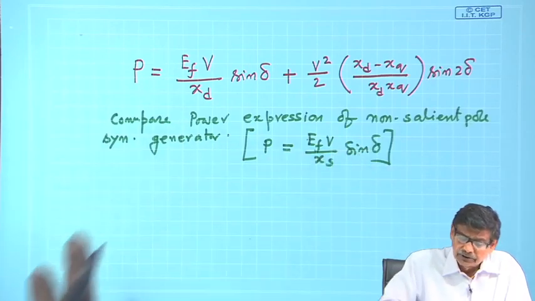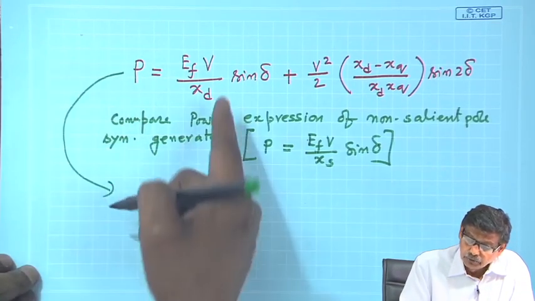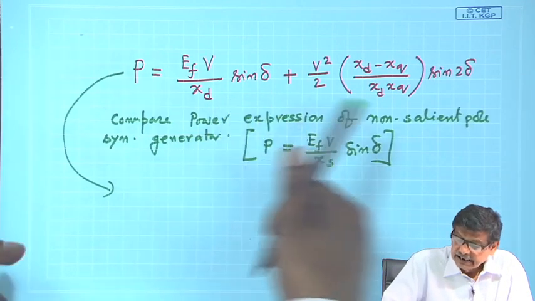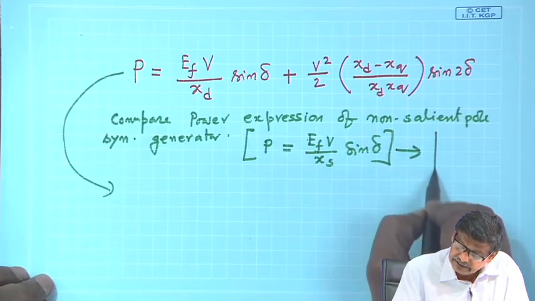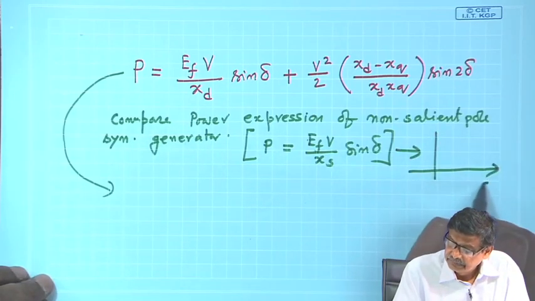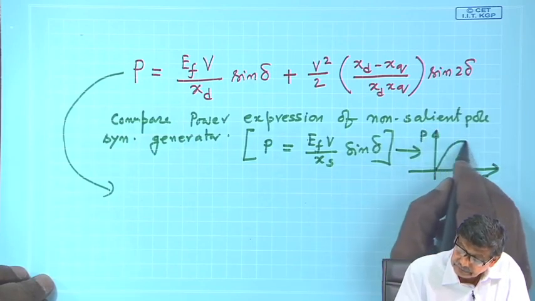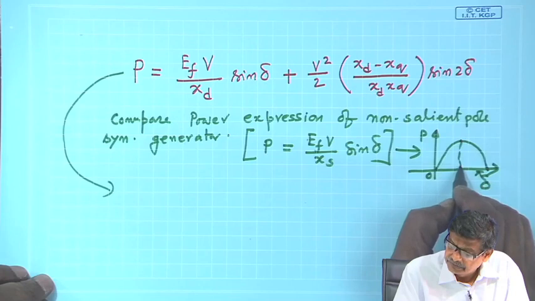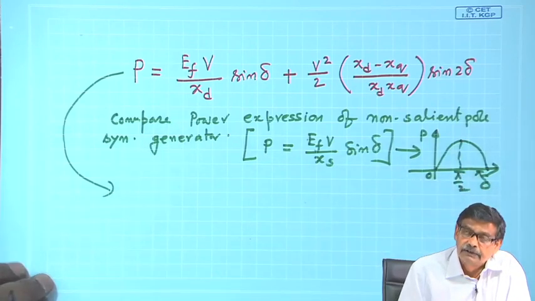So, first thing you note is that in case of salient pole machines, there are two terms, one is sin delta, another is sin 2 delta. So, in the earlier case, the P delta curve looked like this. This is 0, this is pi. Maximum value of delta for stable operating point is pi by 2, that is all.